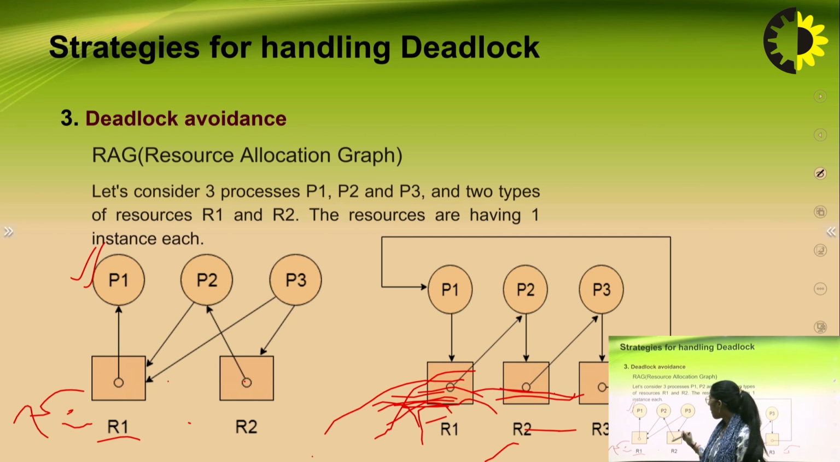Now P3, after its termination, will release both of these resources. Now P3 will use these three resources and the whole system is in a safe state. We can identify whether the system is in a safe state or not by simply seeing one thing: whether any circle or cycle is forming there. As we can see, there is no cycle, so we can say that this system is not in deadlock.